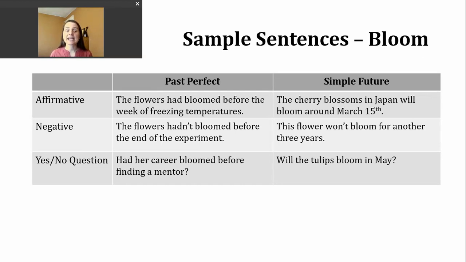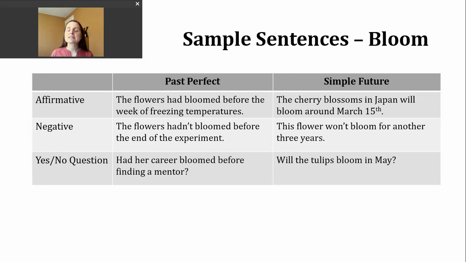Now, if you want to make a yes or no question in the past perfect, you can start with had, then we'll have our subject, and then the participle form of the verb. Here's another example. Had her career bloomed before finding a mentor? Now, this sentence is using the second definition of the verb, looking for her profession, her career, to take off, to be successful.